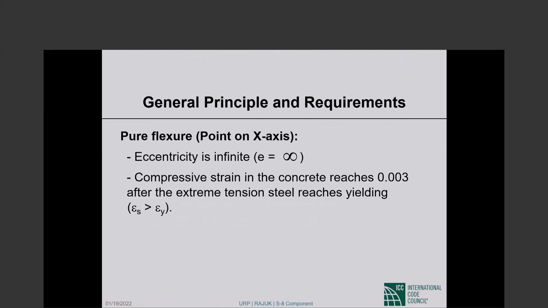Pure flexure on the x-axis, the eccentricity is now infinity. If there is no axial load, then M over P, the eccentricity, is obviously infinity. Compressive strain in the concrete reaches 0.003 after the extreme tension steel reaches yielding, after, because we have under-reinforced beams, remember. So compressive strain in the concrete reaches 0.003 after the extreme tension steel reaches yielding.